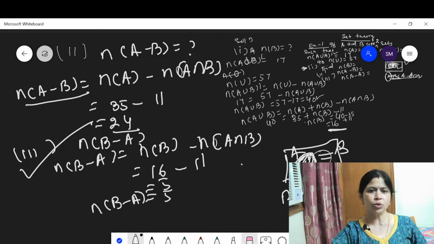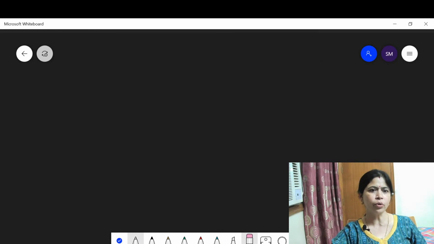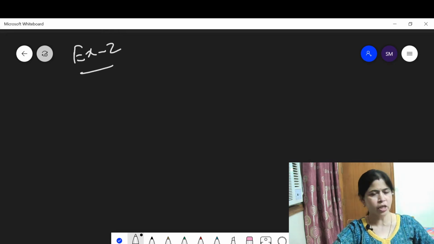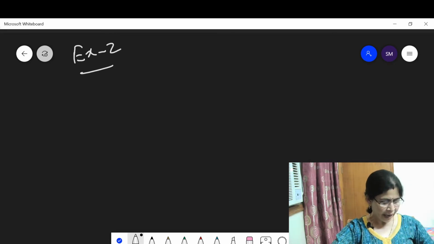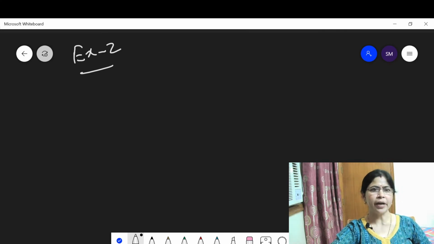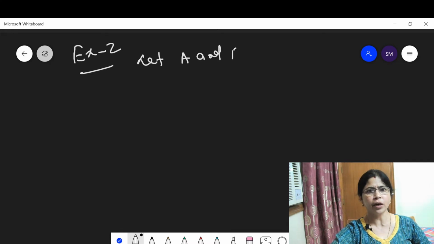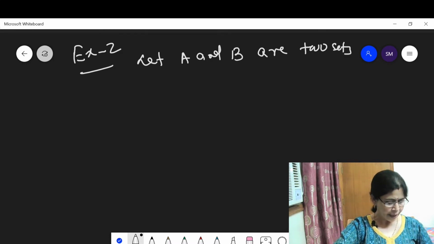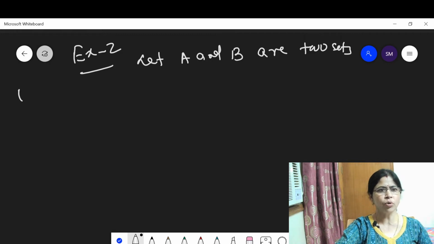Then next, question number 2. Please students, do your worksheets and ask me your doubts. Do your worksheets regularly. Example 2 says: let A and B be two sets, and U is the universal set. As you know, U is the universal set.